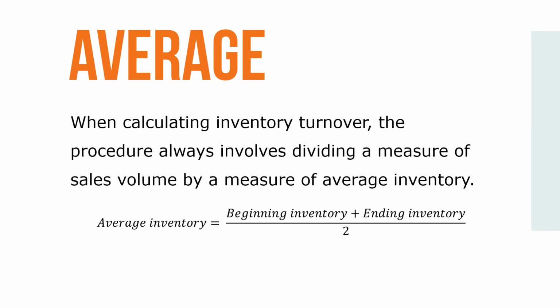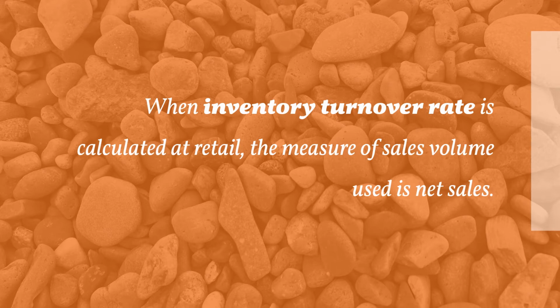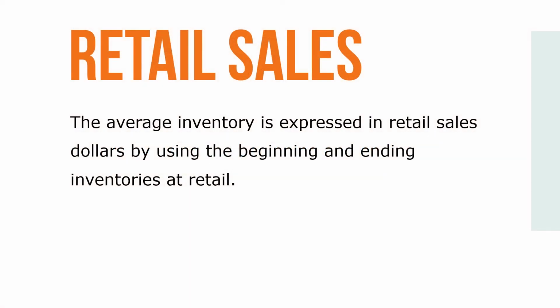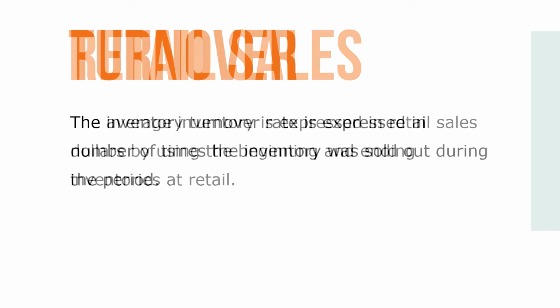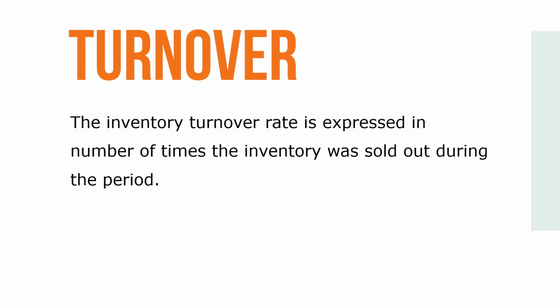When calculating inventory turnover, the procedure always involves dividing a measure of sales volume by a measure of average inventory. This average inventory is commonly found by adding the beginning and ending inventories of the operating period and dividing by 2, like you see here. When inventory turnover rate is calculated at retail, the measure of sales volume used is net sales. The average inventory is expressed in retail sales dollars by using the beginning and ending inventories at retail. The inventory turnover rate is expressed in number of times the inventory was sold out during the period.